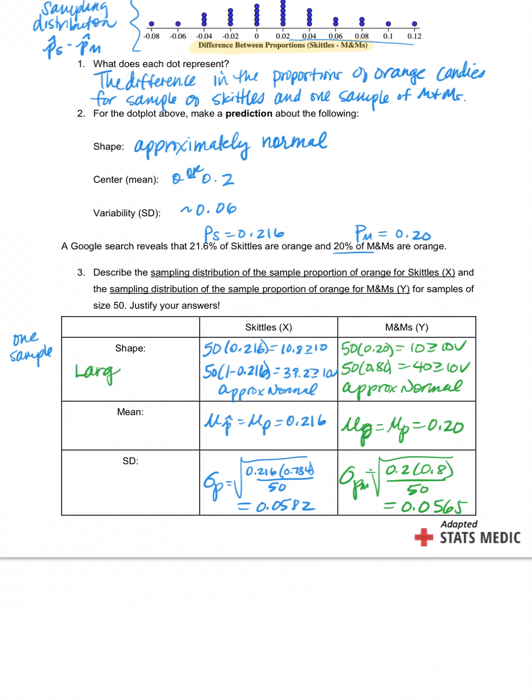We did large counts. For the mean, we know that the mean of the p-hats is equivalent to the true proportion. And the standard deviation of the distribution is going to be the square root of p times 1 minus p over n, right? All that's on your chart. Now, how do we do this when we combine?